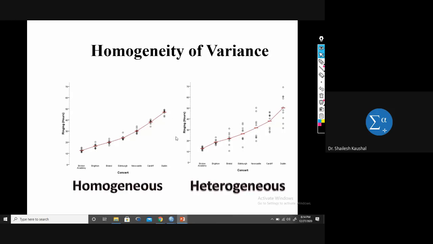If still my data doesn't correct, then we go for non-parametric test, which is equivalent to the parametric test. It means our efforts are not wasted, but we have another option, an alternative to perform this statistical tool for checking the hypothesis, whether our hypothesis is correct or not correct.